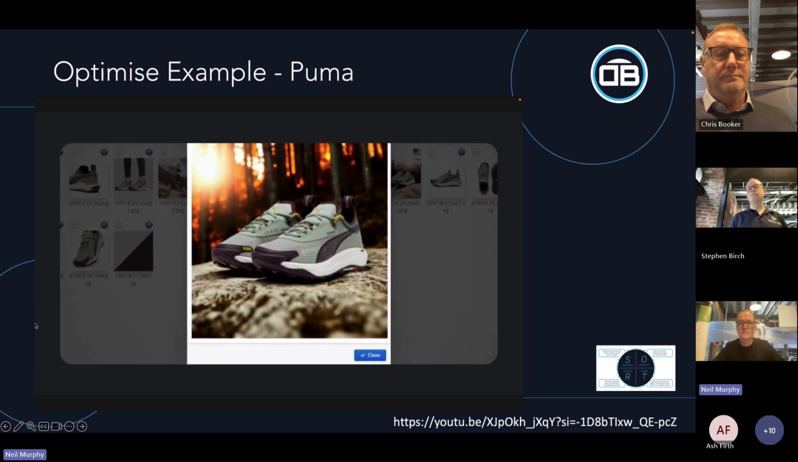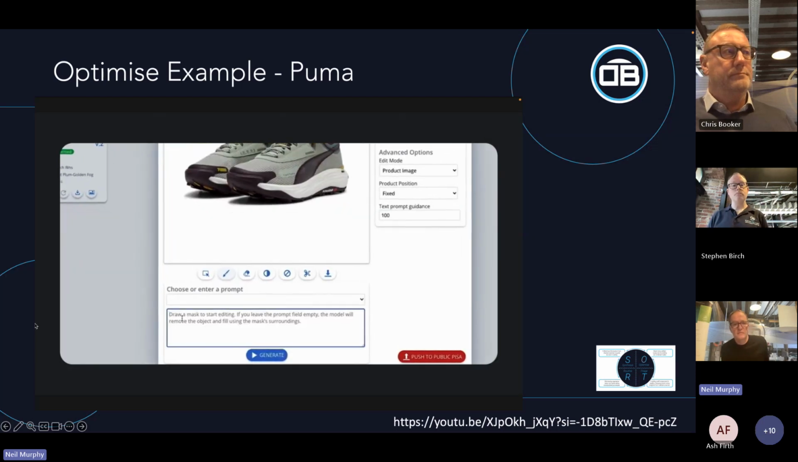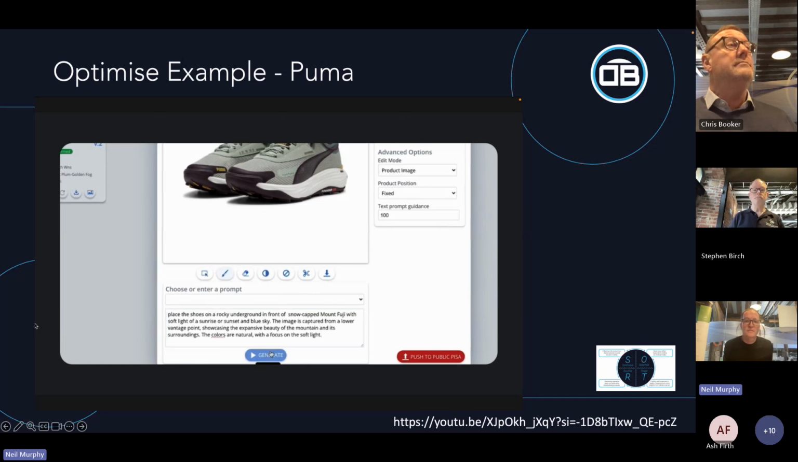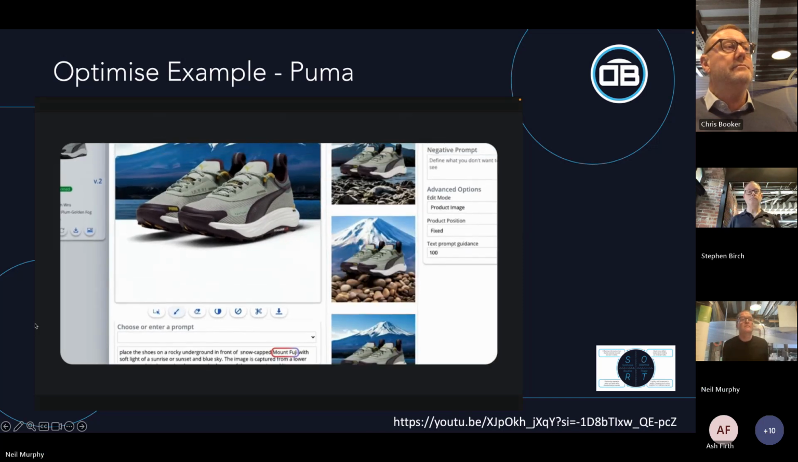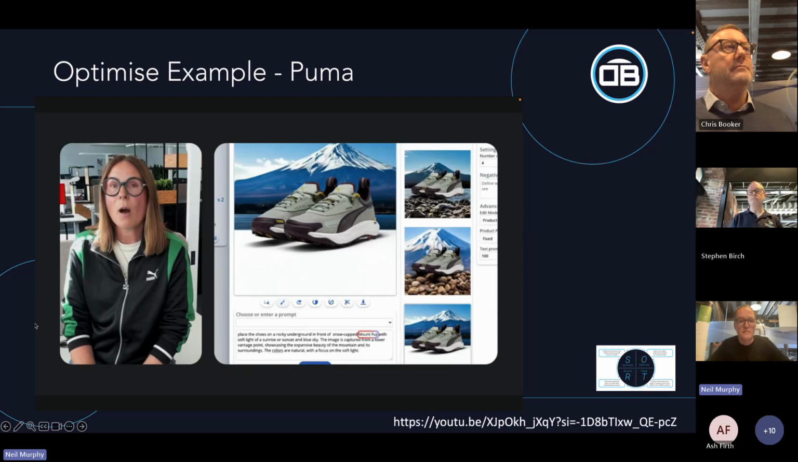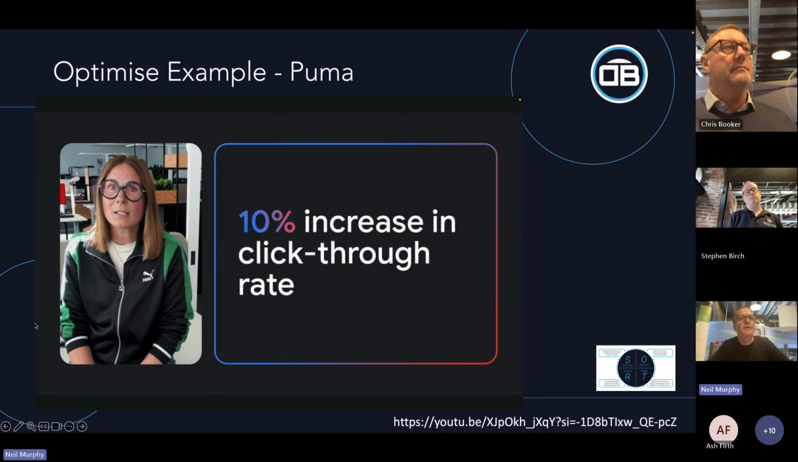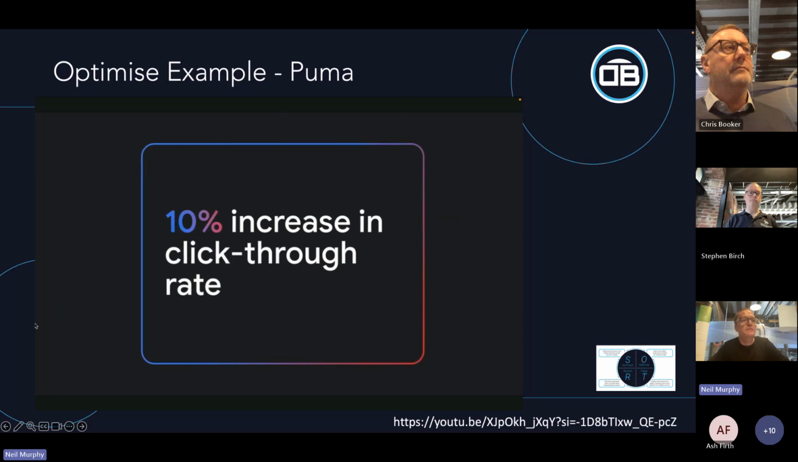Let's say these shoes are also launching in Japan. I can localize this image by going back and editing the prompt to include a recognizable landmark, Mount Fuji, for example. Ultimately, this makes for a better digital shopping experience for our customers. Puma India, for example, has already seen a 10% increase in our click-through rate.